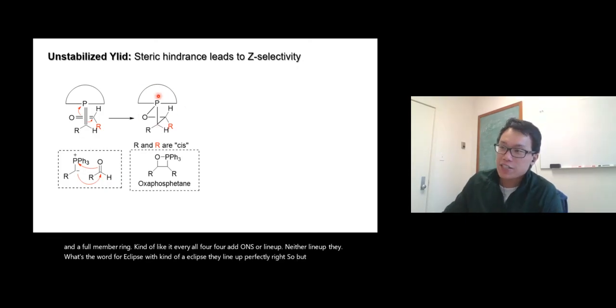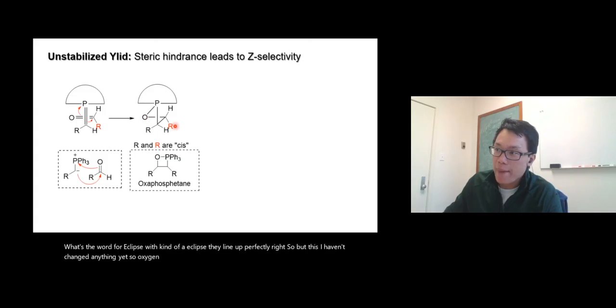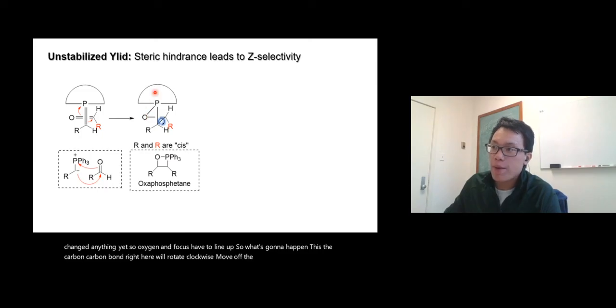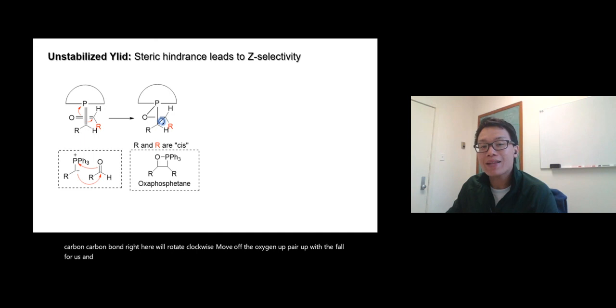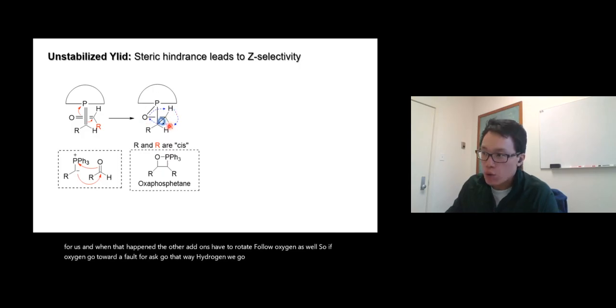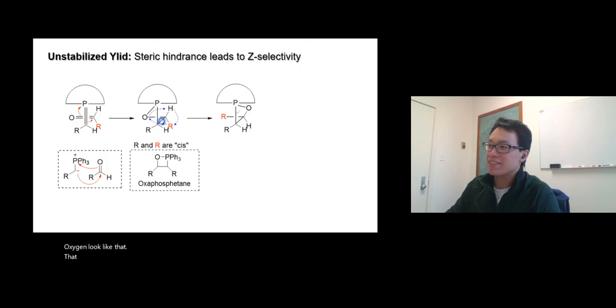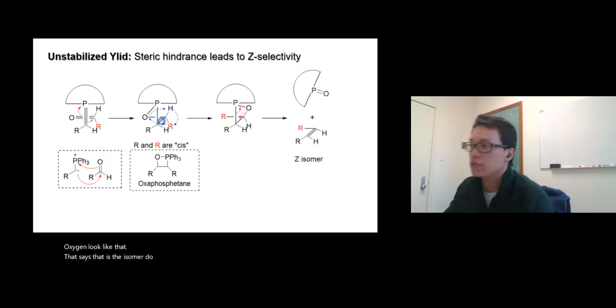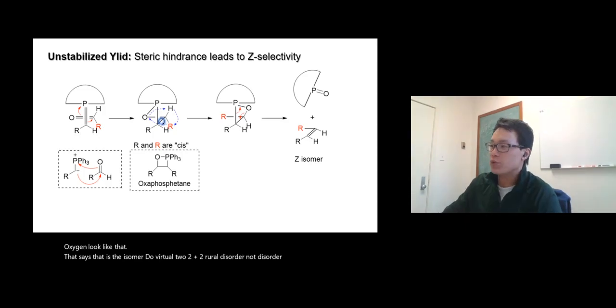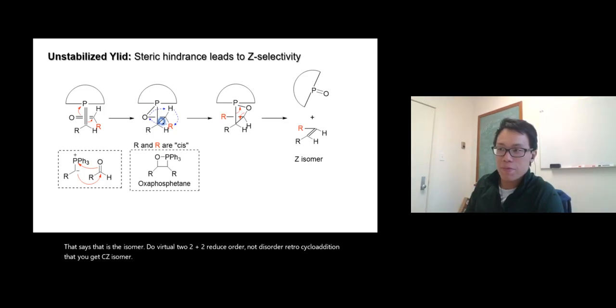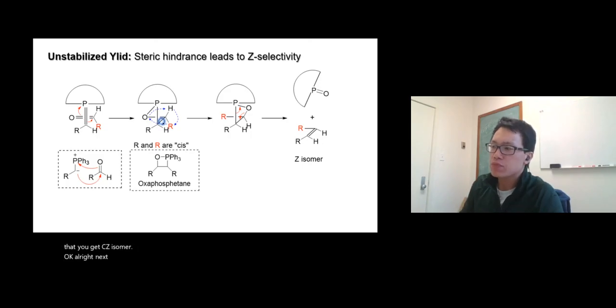But I haven't changed anything yet. Oxygen and phosphorus have to line up. So what's going to happen? The carbon bond right here will rotate clockwise, moving oxygen up to pair up with the phosphorus. When that happens, the other atoms have to rotate and follow the oxygen as well. If oxygen goes toward phosphorus, that way, hydrogen will replace the alkyl group, and the alkyl group will replace oxygen. Looks like that. That's cis, that's the Z isomer. Do a retro [2+2], retro cycloaddition, and you get the Z isomer. Okay. Next one, we're going to use a stabilized ylide, and I'll show you how we get the E isomer.